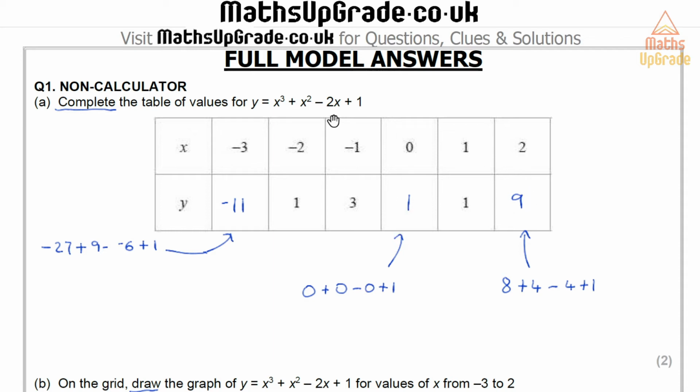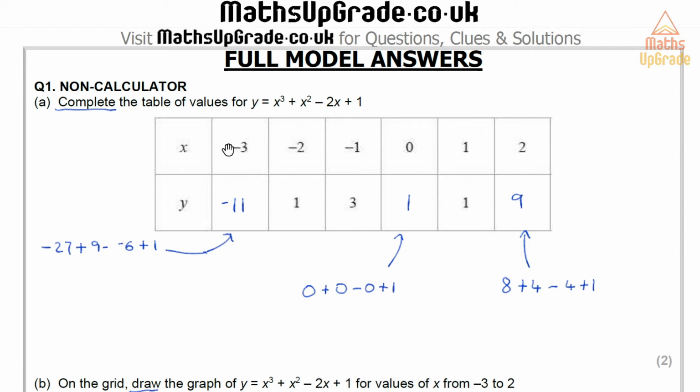Then for this value here, we're going to do 2 cubed, which is 8, 2 squared, which is 4, 2 times 2, which is 4, and 1. Then we're going to do 8, add 4, subtract 4, add 1, which gives us 9.